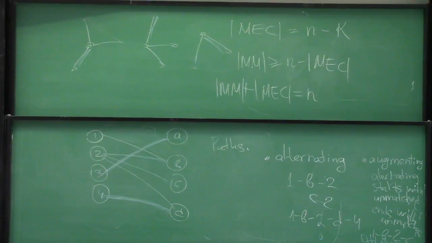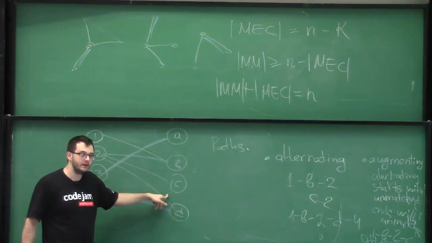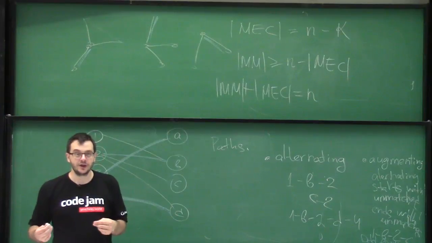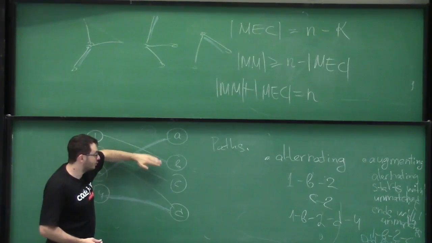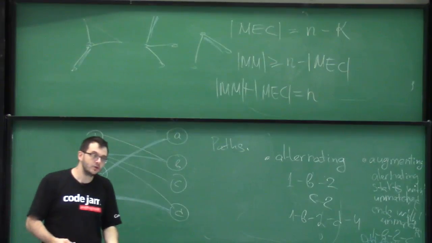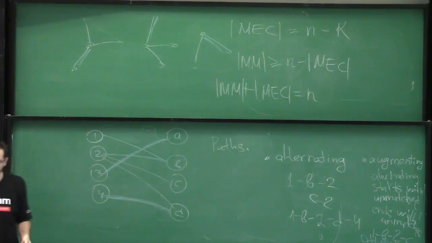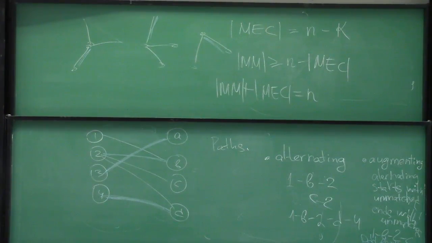If you have an augmenting path, you can easily increment the number of edges in the matching, not maximum. If you have a matching and you found some augmenting path, you can reverse the path. You can extract from the matching all edges which belong to the augmenting path and add to the matching all edges from the augmenting path which were not in the matching. So we do the modification here.